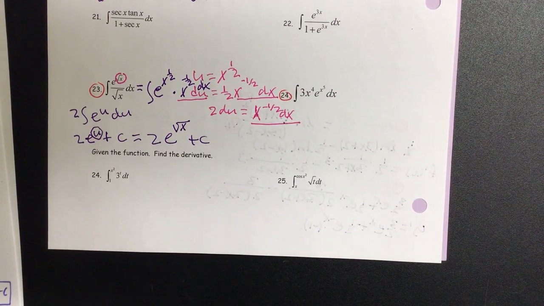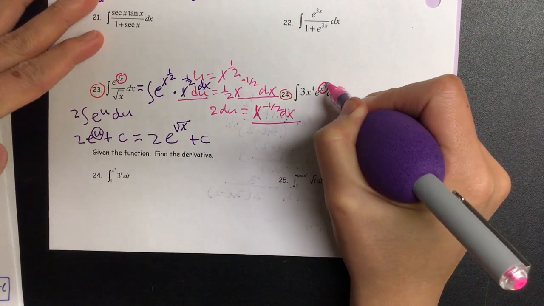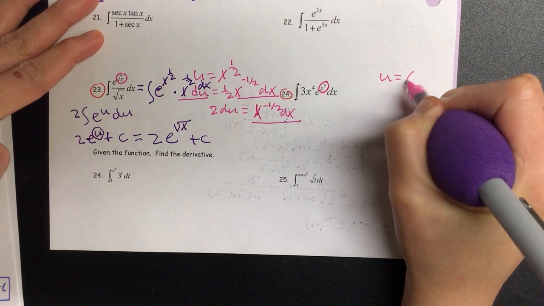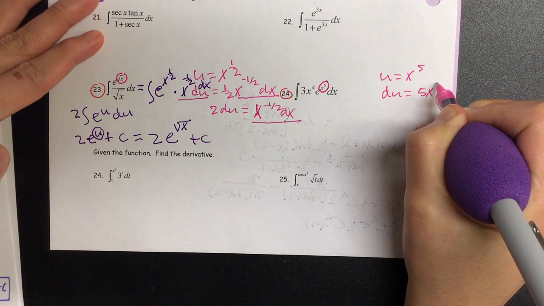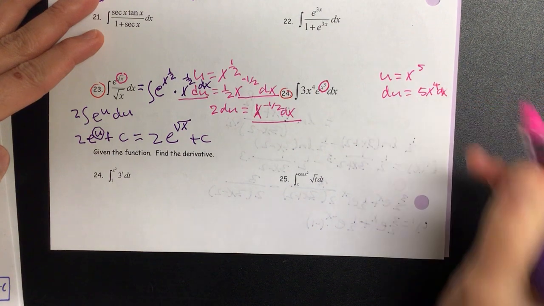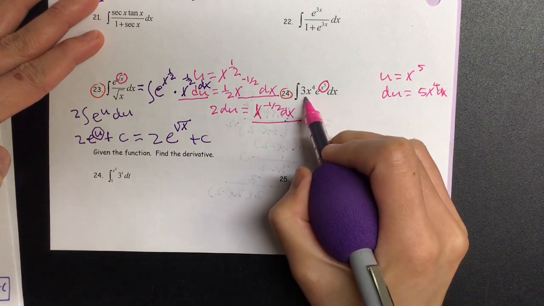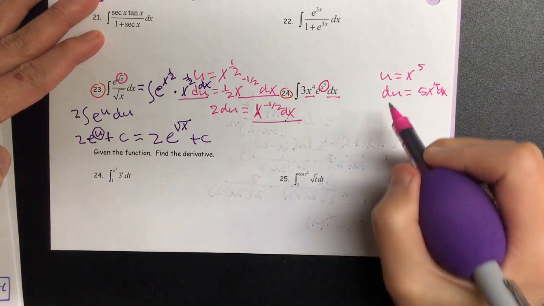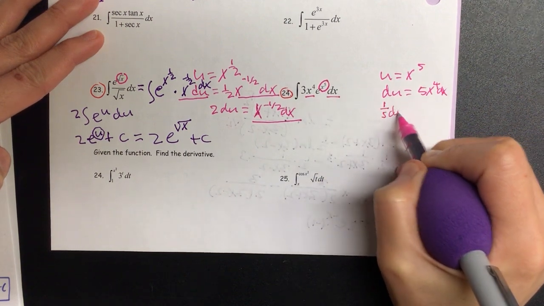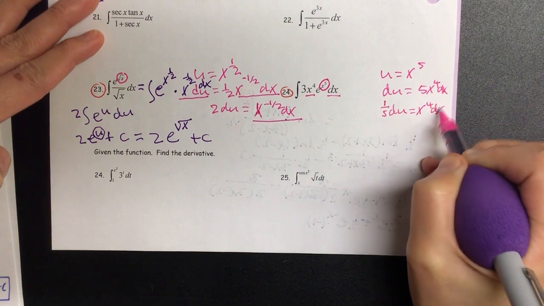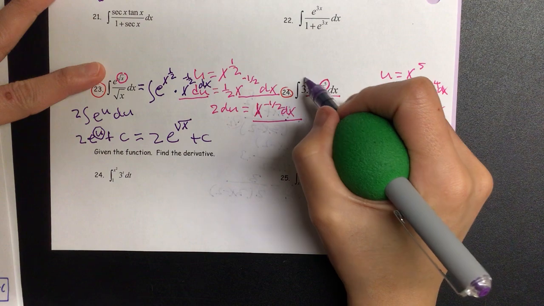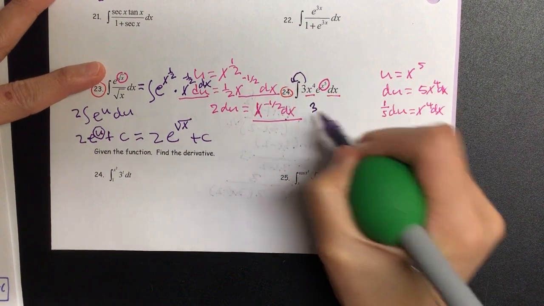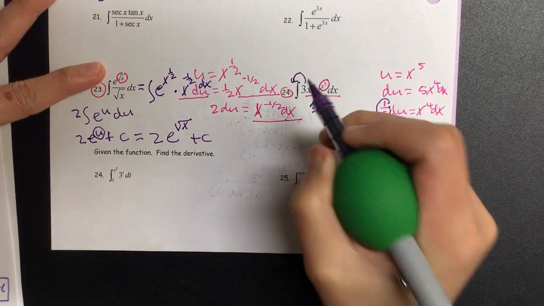So where's my power here that I need to make u equal to? X to the 5th. Okay. So let's write out u is equal to x to the 5th. So du is 5x to the what? 4 dx. And let's go ahead and compare. I see x to the 4th dx. So let's divide it by 5. And then rewrite this with the u substitution. This 3, I'm going to throw it outside. And also the 1/5, take it outside as well.